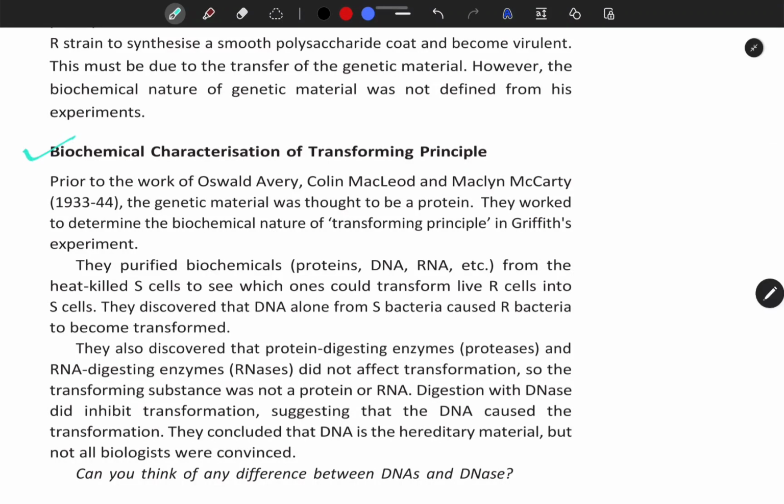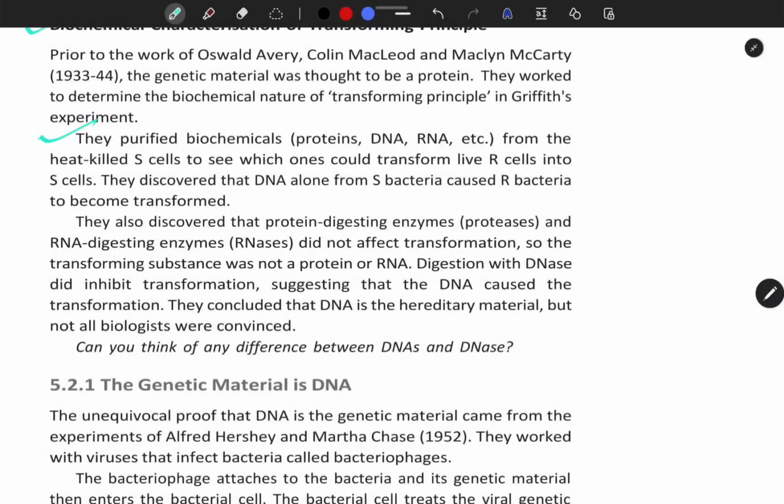Biochemical characterization of transforming principle. Prior to the work of Oswald Avery, Colin MacLeod, and Maclyn McCarthy in 1933 to 44, the genetic material was thought to be a protein. They worked to determine the biochemical nature of the transforming principle in Griffith's experiment. They purified biochemicals, that is proteins, DNA, RNA, etc., from the heat-killed S cells to see which ones could transform live R cells into S cells.